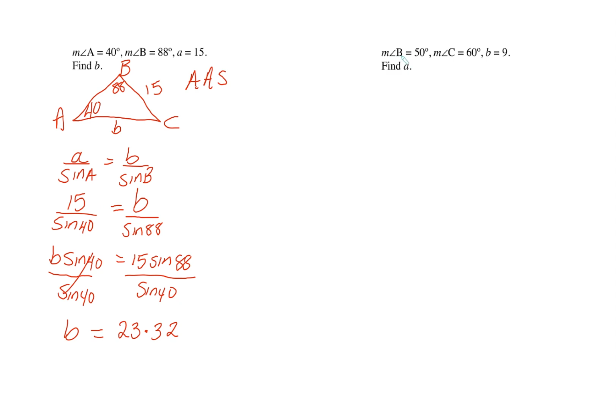Next, I have angle B is 50, angle C is 60, b is 9, and I have to find a. So I'm going to start off by drawing my triangle. Let's label this A, here is B, here is C. Angle B is 50. Let's put that in. Angle C is 60. Let's put that in. b has a value of 9, so that will be down here. And I have to find a. So if this is angle A, over here will be little a.